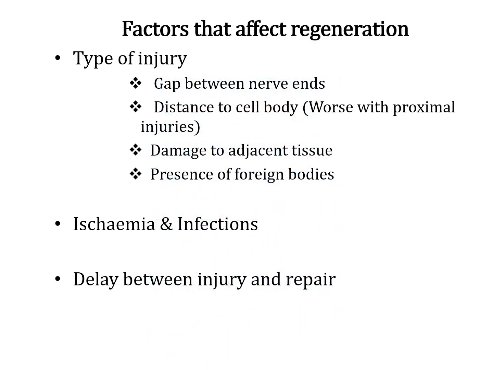Factors that affect the regeneration: the type of injury; the gap between the two cut ends is very important; distance to the cell body, worse with proximal injuries; damage to adjacent tissue; presence of foreign bodies; ischemia and various infections; and delay between injury and repair. These are some of the factors which affect regeneration.